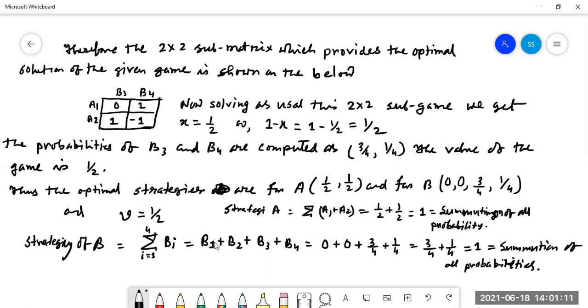Thus by this method we can find the solution of any kind of mixed strategy or pure strategy by this graphical method of solution. So that ends our problem, as well as the method of solving game theory by the graphical method.